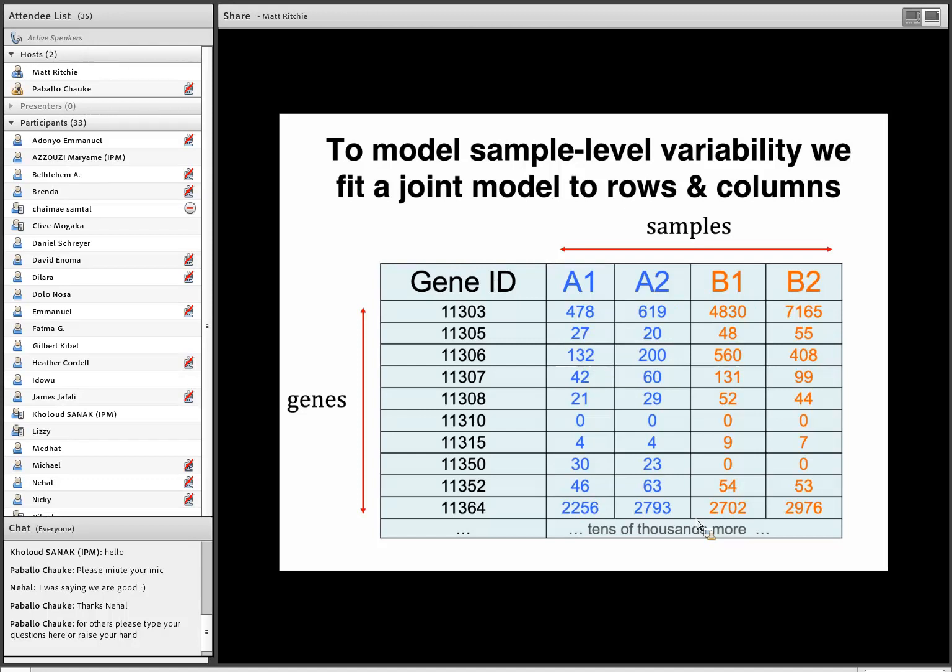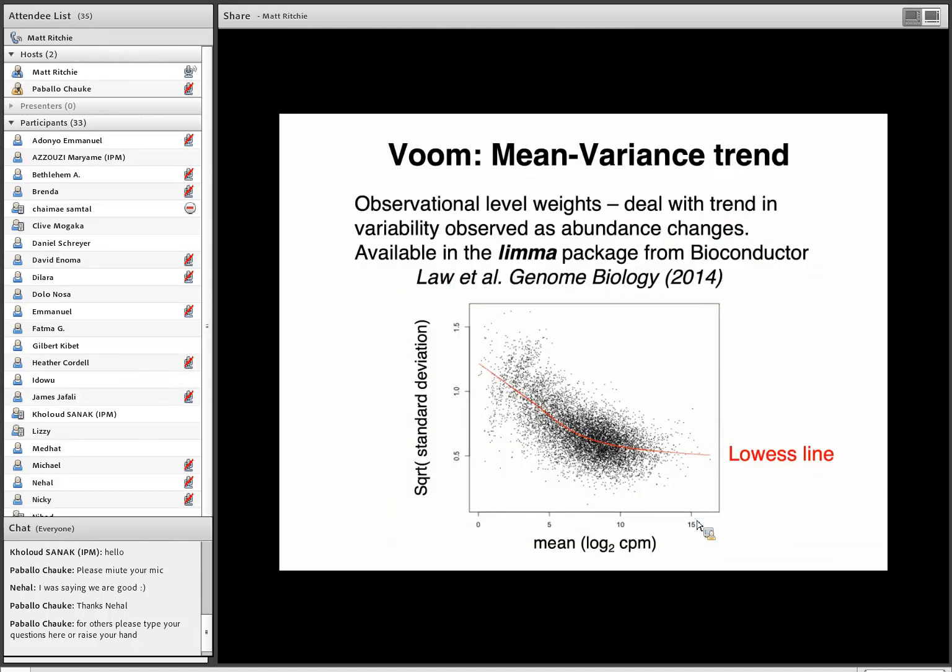And so this is the variance modeling that I was mentioning as a key component of limma, fitting these models that allow the variability to be different between different observations. And this is something that already goes on in limma for analyzing RNA-seq data. And this is a method called voom, which deals with modeling the mean variance trend that you see in RNA-seq data when you transform it on the log scale.